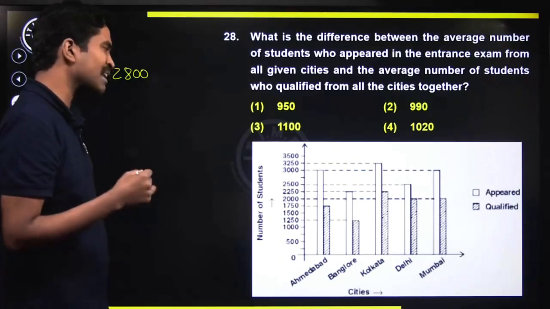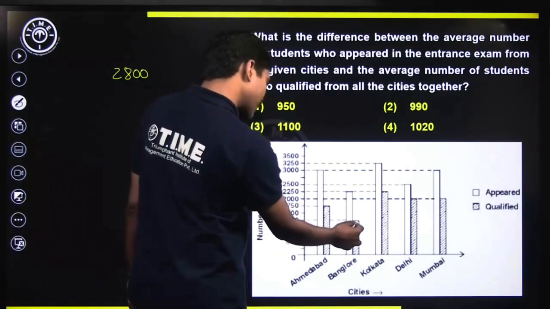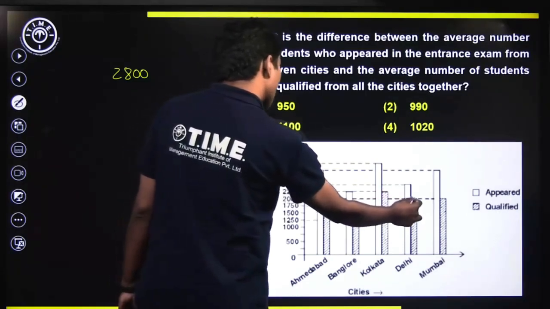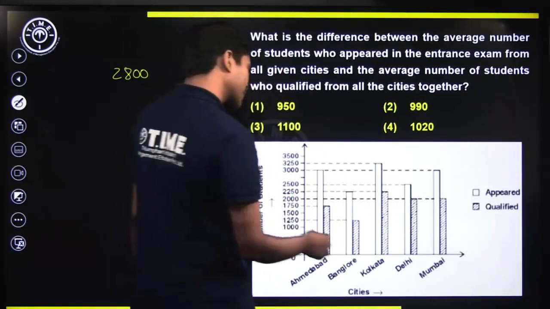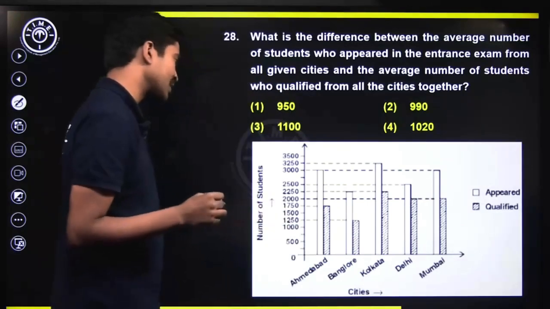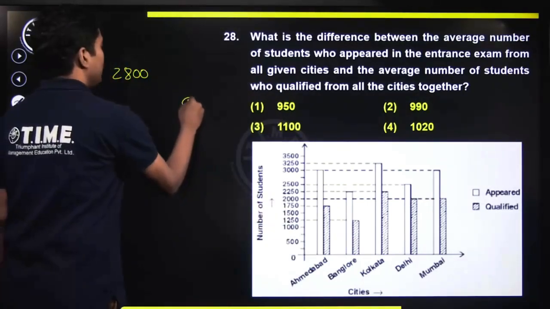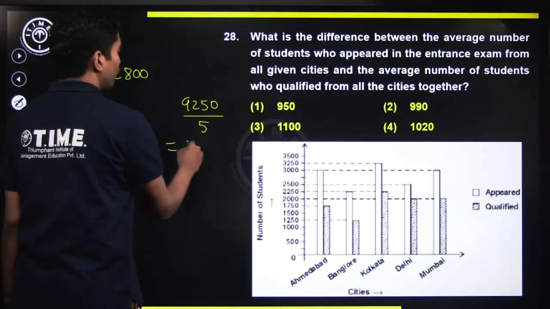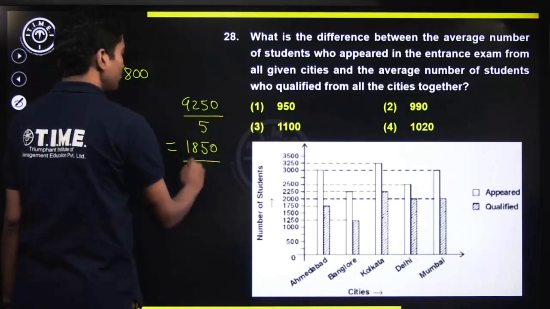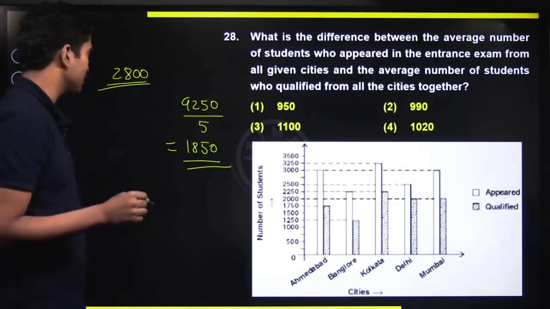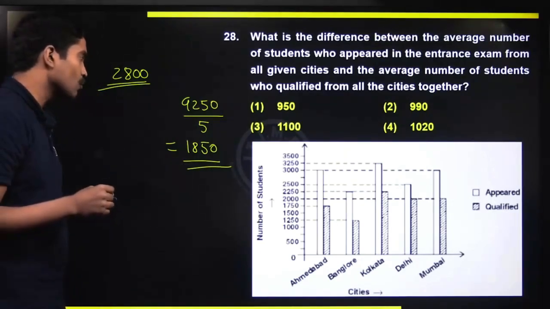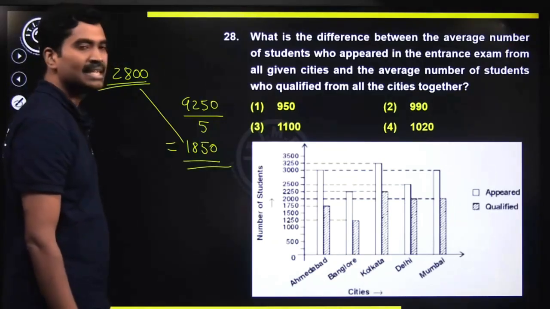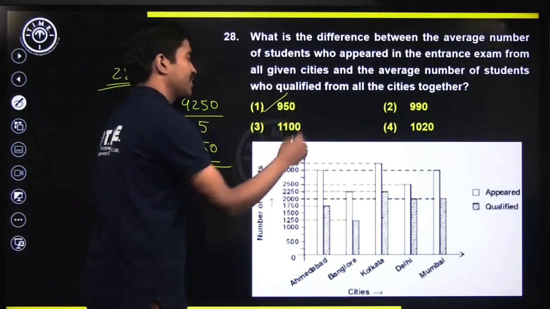Now, what about those who qualified? Check qualified. This is 1750, 1750 plus 1250, 3000, 3000 plus 2250, 5250, 5250 plus 2000, 7250, 7250 plus 2000, 9250, right? 9250 is the total number of students who qualified from all the cities, divided by 5. What do I get? 1850. Average number who appeared from each city is 2800, and average number who qualified from each city is 1850. What's the difference? 2800 minus 1850. The difference is 950. Option 1.